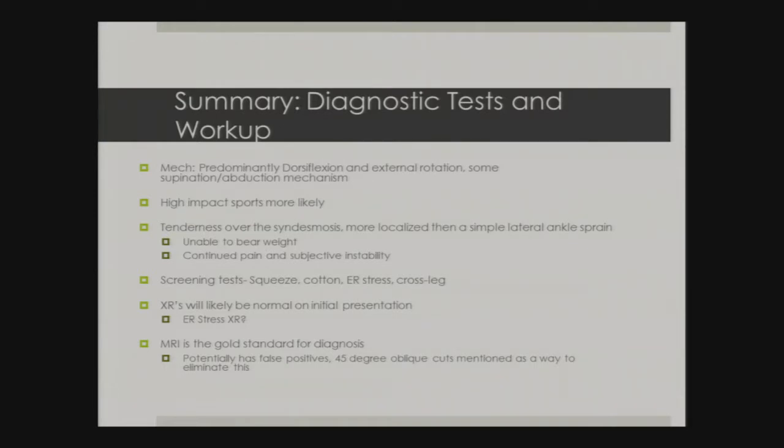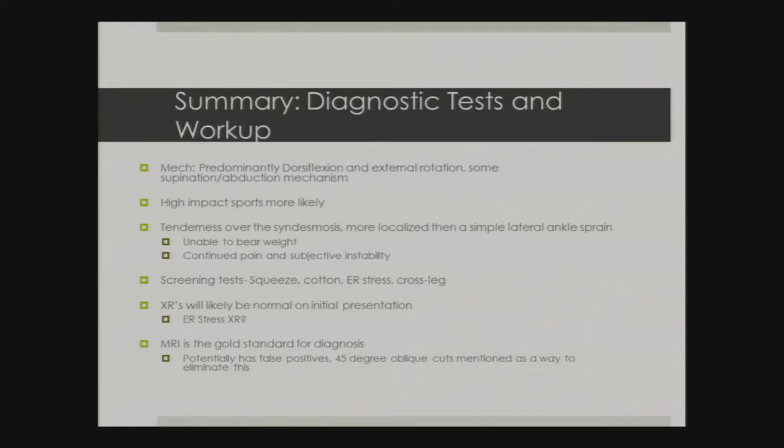So just a quick summary of these diagnostic workup and tests. Mechanism is predominantly seen as a dorsiflexion external rotation. If the deltoid ligament is incompetent or injured, it can also include a supination and abduction mechanism that can produce this injury. High-impact sports like football are more likely to see this injury. They're going to present with tenderness of the syndesmosis, inability to bear weight, and continued pain, and a subjective history of instability can also be kind of a red flag for potential high ankle sprain in athletes.